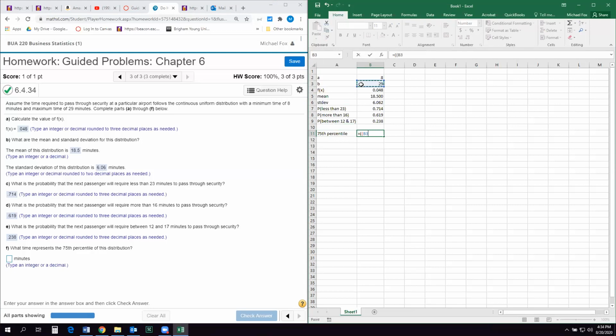29 minus 8, so the whole distribution, times 75, so 75% of that. That's going to give me the amount above the bottom of the distribution, 8. So the last thing I have to do is add the bottom of the distribution. And that's going to show me, whoa, that's not right. Something's weird there. Oh, that didn't do 0.75. There we go. So 23.75 represents the 75th percentile of that distribution.